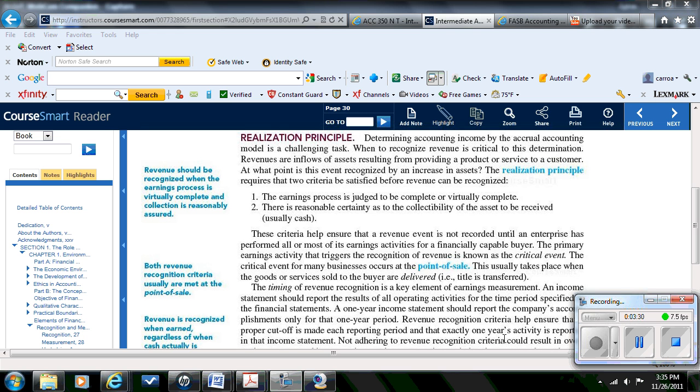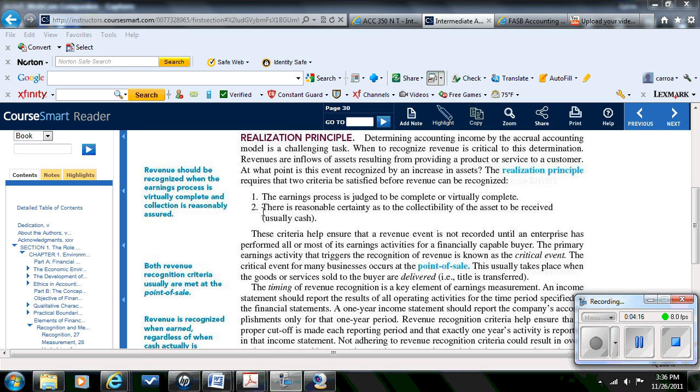So I'm a smart accounting student. I see that the assigned case comes from chapter 1. And the first thing I do is read chapter 1. In reading chapter 1, I have come across this paragraph that deals with the realization principle. And over here in the highlights, we see that the author has made a short definition of the realization principle. And it tells us that revenue should be recognized when the earnings process is virtually complete and collection is reasonably assured.